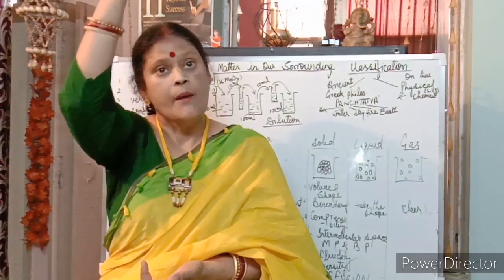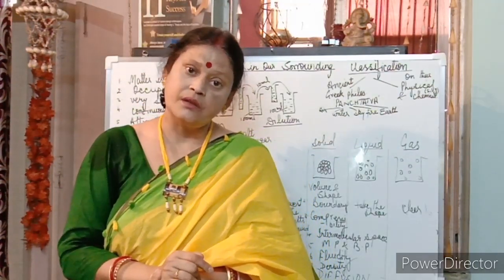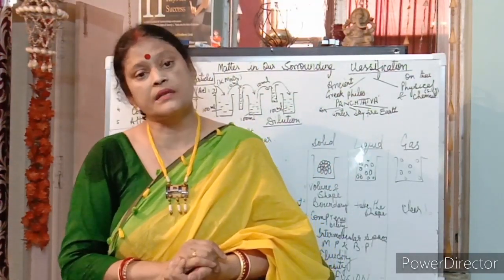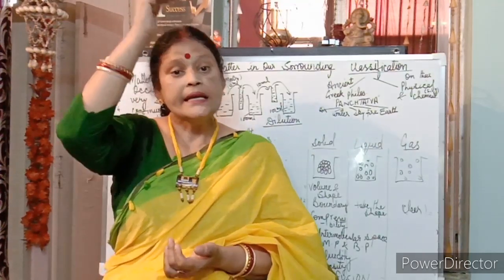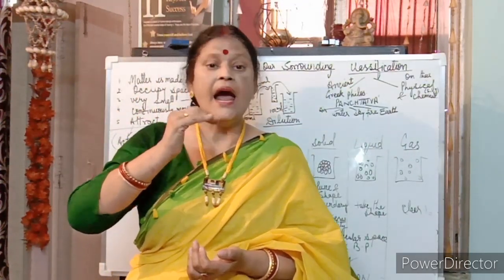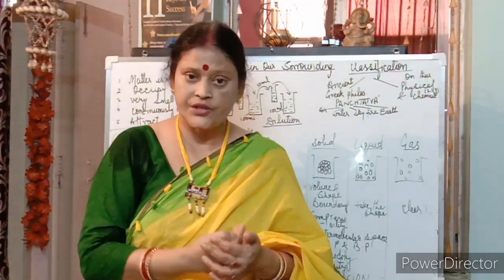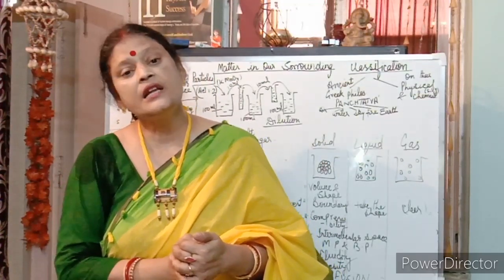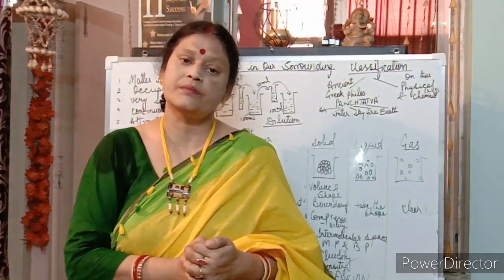By increasing the pressure and decreasing the temperature. If I increase the temperature and pressure, the vessel, the cylinder, will blast. So, how can gas be liquefied? By increasing the pressure and decreasing the temperature. Example, CNG, that is compressed natural gas, and LPG, liquefied petroleum gas. So, gases are highly compressible.